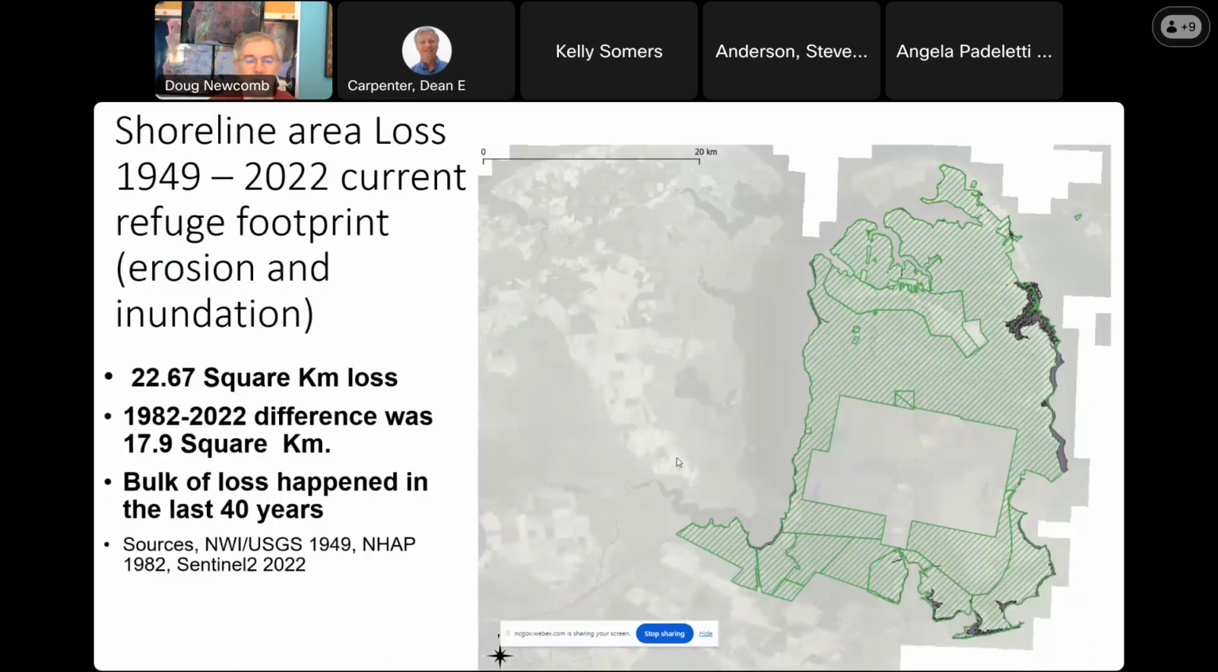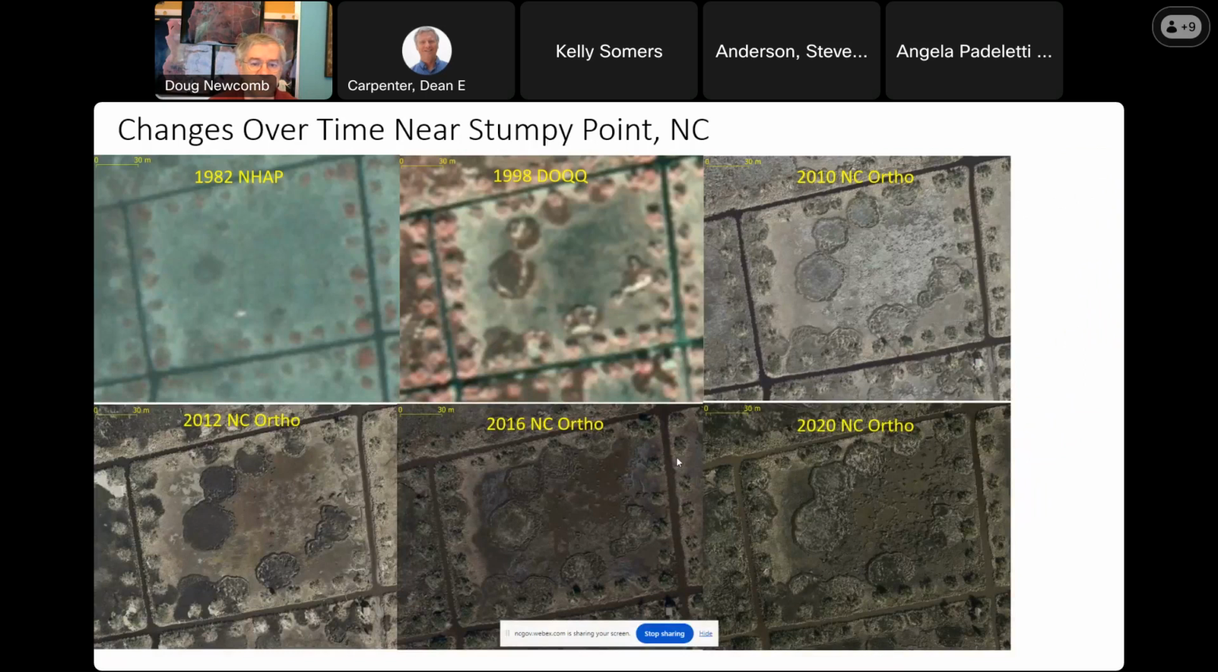So we know that shoreline losses occurred, because I went back and did just Alligator River and looked at some of the data from 1949 to 2022. And just for the footprint of the Alligator River Refuge, we've lost almost 23 square kilometers. A lot of that is erosion, but some of that is also due to inundation from sea level rise. If you zoom into some of the areas that are low lying, you can see how things progress over time using the different orthophotography images that the state has very foresightedly been collecting over time.